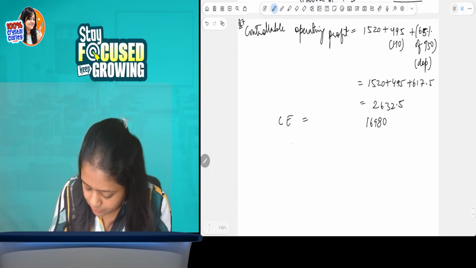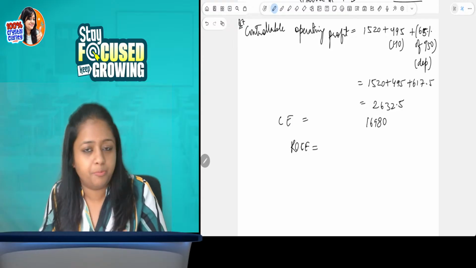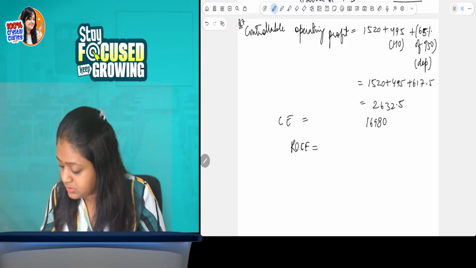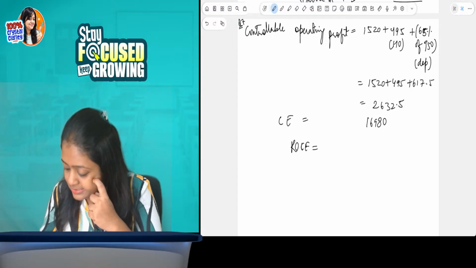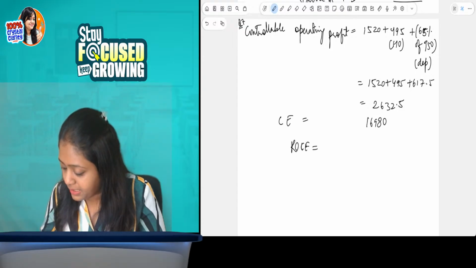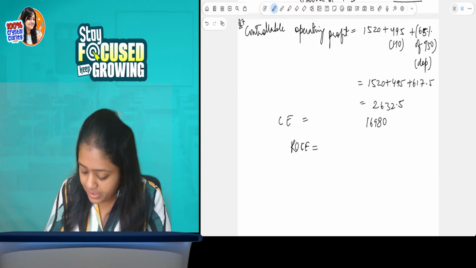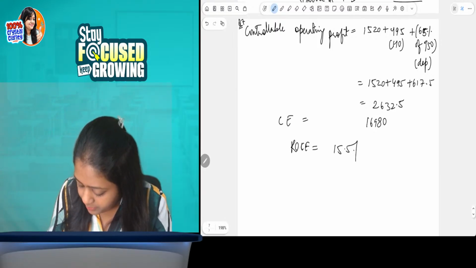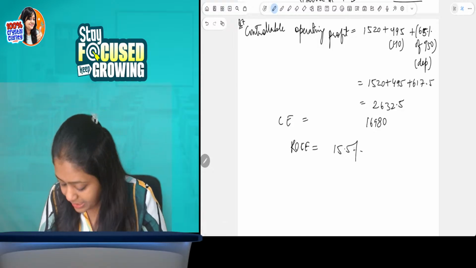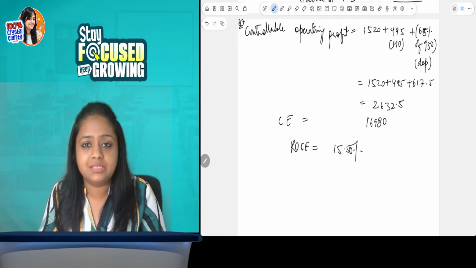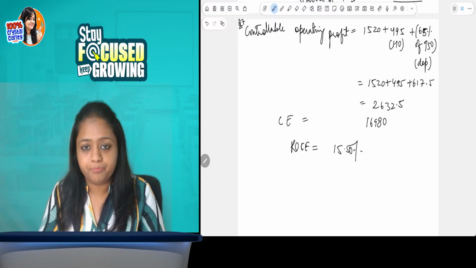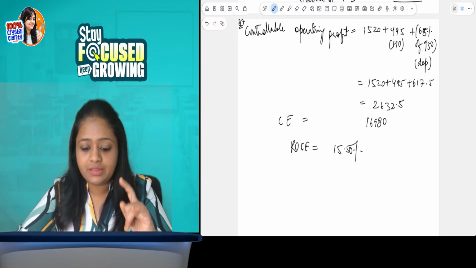Now let's quickly do the ROCE. There was nothing extra given for capital employed, so not considered. So ROCE will be 2632.5 divided by 16980 multiplied by 100, right? So here we are getting 15.5%, 15.50% if it is approximately till 2 decimal places, right? All of you are with me, friends?